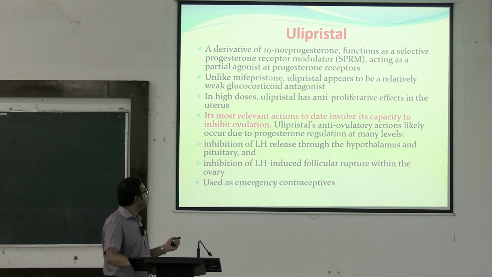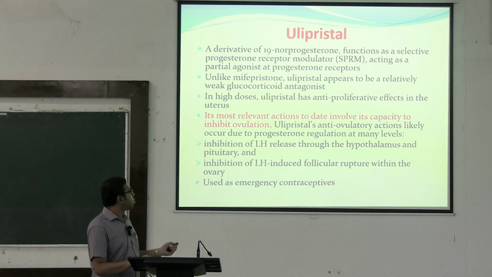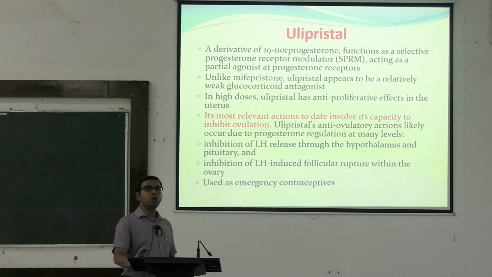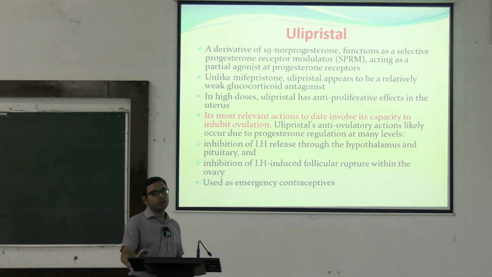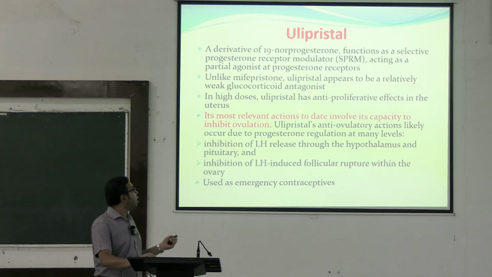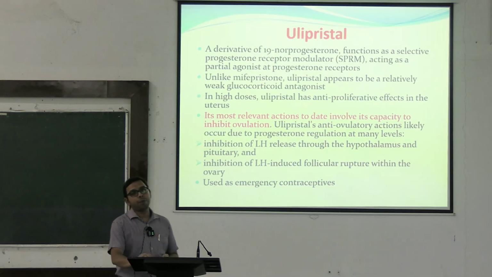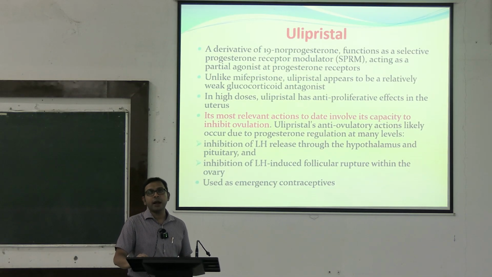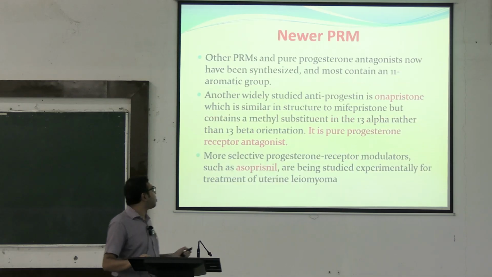Mainly, it is used to inhibit the ovulation. So mainly they have anti-ovulatory effects. So it causes inhibition of the LH release through the hypothalamus and pituitary and inhibition of the LH induced follicular rupture. Again, this Ulipristal can also be used as an emergency contraceptive. So Ulipristal is basically a selective progesterone receptor modulator that can be used as an emergency contraceptive.